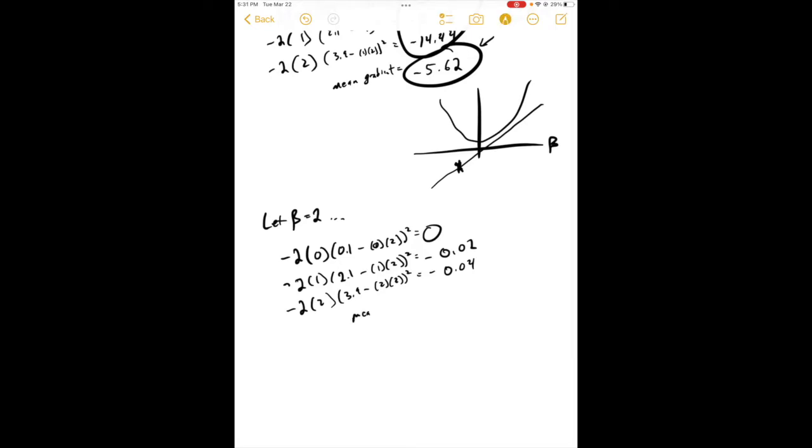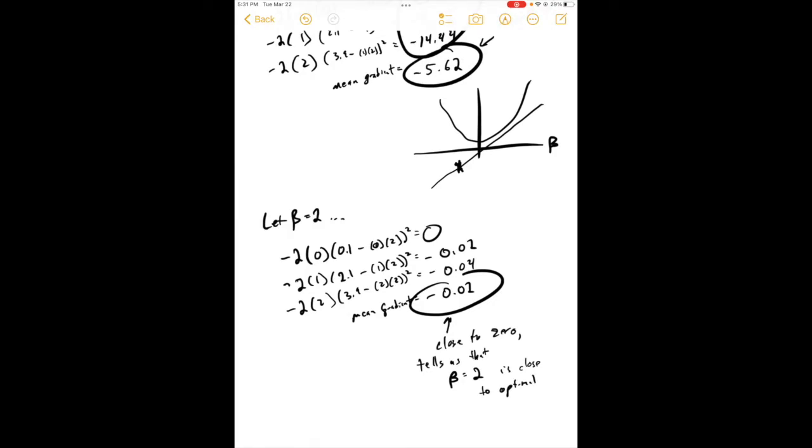And let's find the mean gradient here. Negative 0.02 minus 0.04, divide that by 3 to get negative 0.02. Now this is close to 0, which tells us that beta equals 2 is close to optimal. And that's the general idea behind gradient descent: you kind of guess.